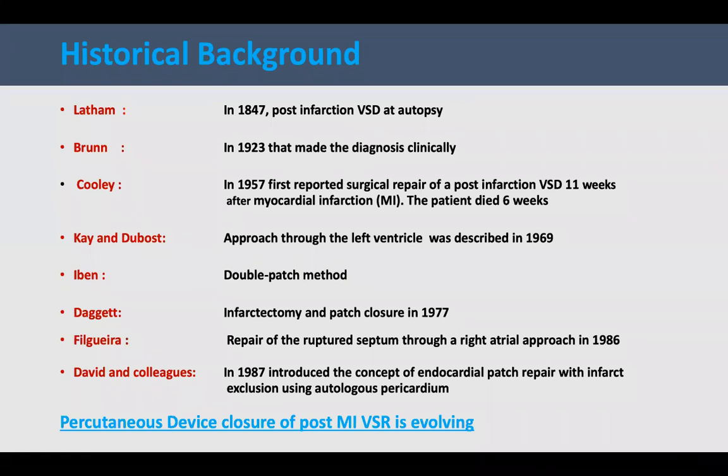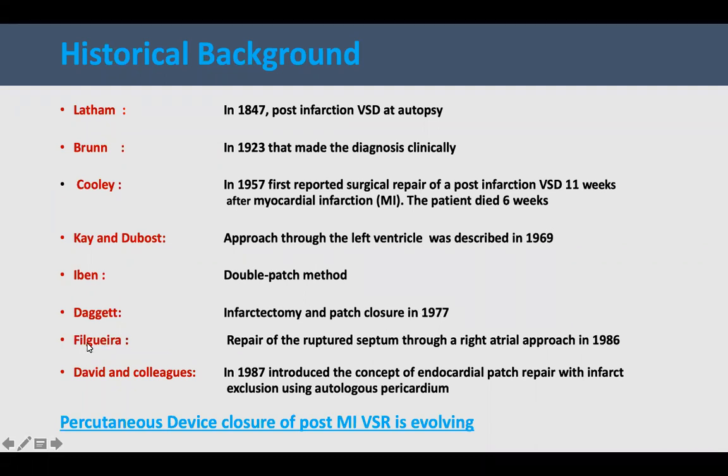At this stage, the approach was basically through the RV. I think this patient died of pneumonia, if I remember correctly. Then gradually progressed, Kay and Dobust in 1969 used the approach to the left ventricle. Then it was better. Then the double patch method came. Daggett did a lot of work on these patients. His approach was an infarctectomy and patch closure in 1977, and he reported good results. His mortality was 37%.